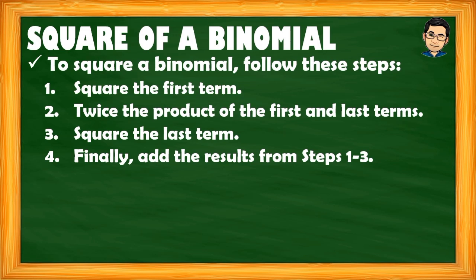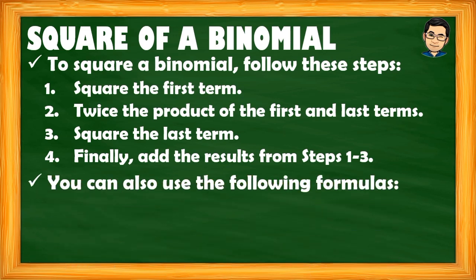And then, the second step is twice the product of the first and last terms. So, pag mumultiply natin yung first and last term, and then, imumultiply natin yung product na yon sa 2. And then, yung third step natin is square the last term. So, kung kanina, in-square natin ang first term, and then, yung last step natin, square the last term. Ayun. And then, finally, add the results from steps 1 to 3. So, after nating ma-perform yung operation sa steps 1 to 3, i-add lang natin yung mga naging results.